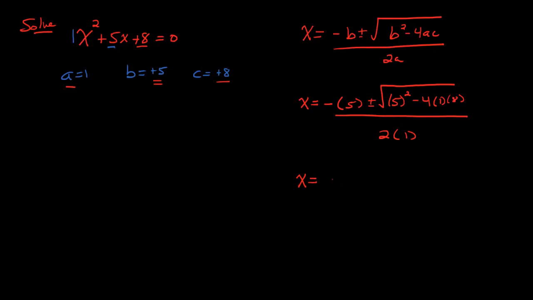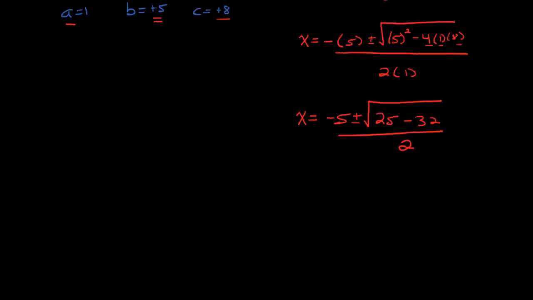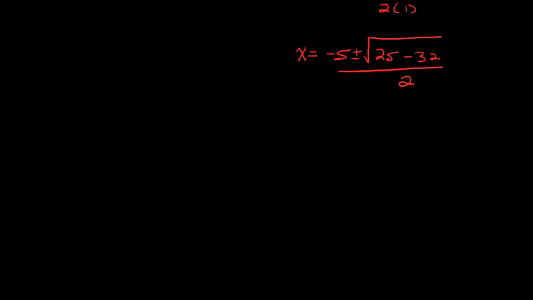Notice here we're going to get x equals negative 5 plus or minus the square root. Simplifying, we're going to have 25 minus 4 times 1 times 8, which gives you negative 32, and this is all over 2. Simplifying even more, we're going to have x equals negative 5 plus or minus the square root of 25 minus 32, which gives you negative 7, all over 2.